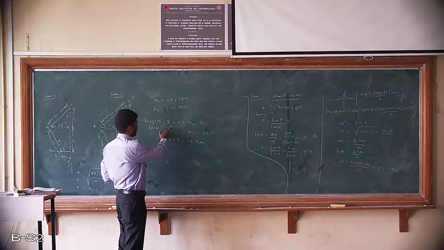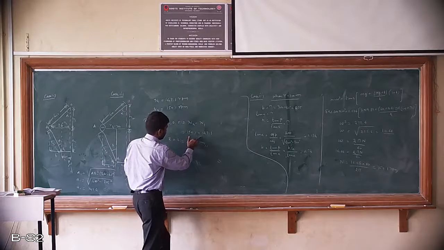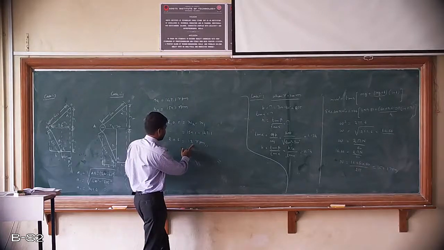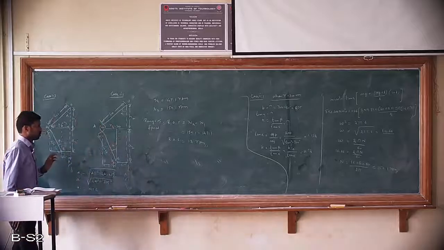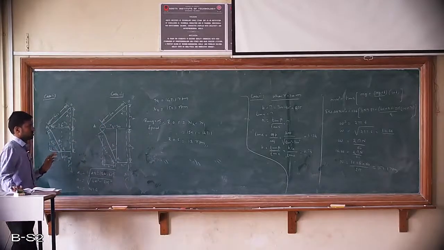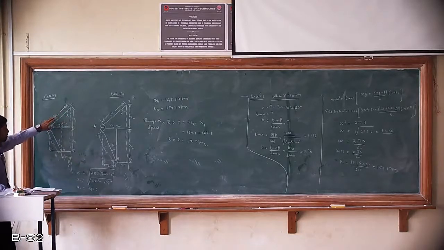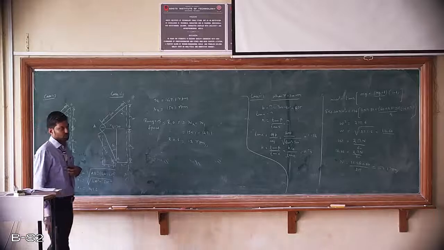Finally, I can find the range of speed as maximum minus minimum, that is 159.1 minus 147, which gives us 12 rpm. So this completes problem number 2, and in today's class we have done 2 problems on the Porter governor. In the first problem, the arms are directly pivoted to the axis, and in the second problem the upper arm is pivoted to the axis but the lower arm is not pivoted to the axis. Thank you. This completes today's class. Thank you.